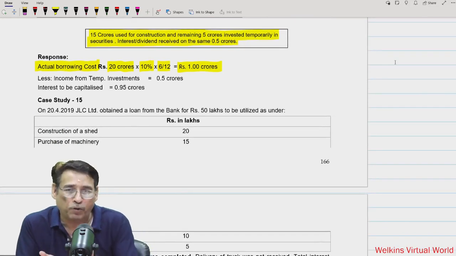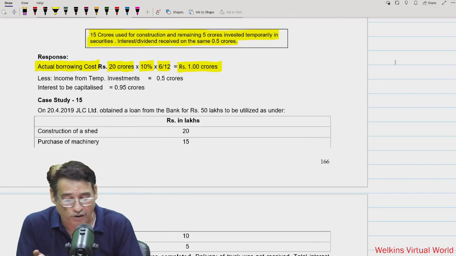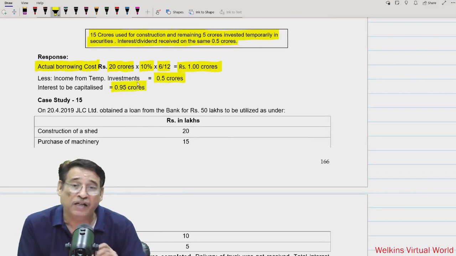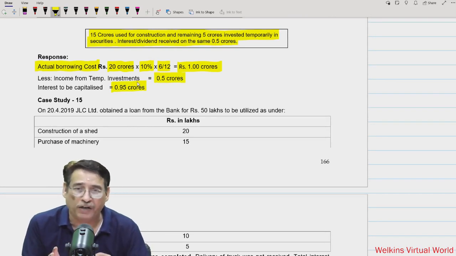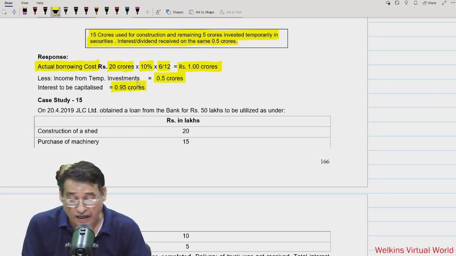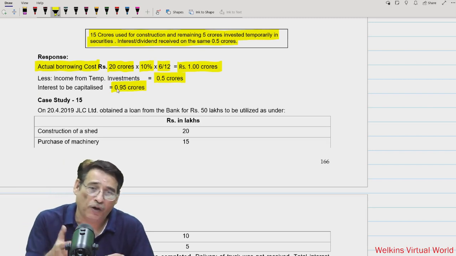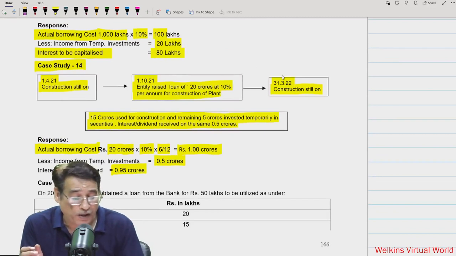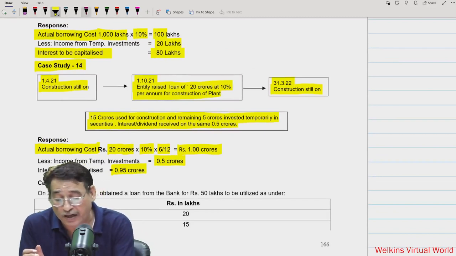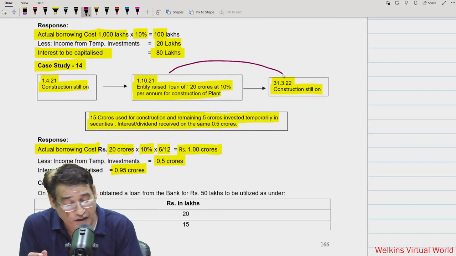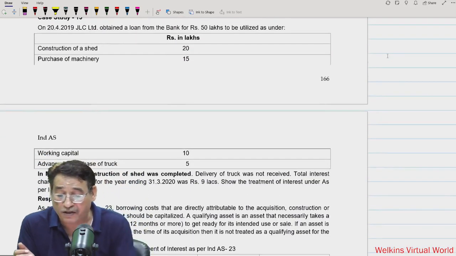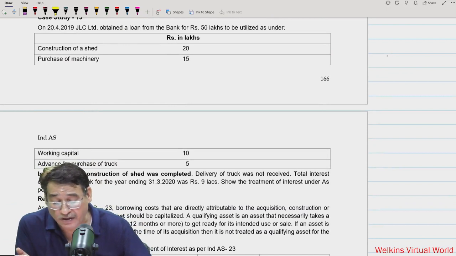But because some portion of the loan was invested and from there you earned an income of 0.5 crore, your net interest cost is actually 0.95 crores. But the point is that this entire interest will be capitalized because during this particular period, this asset is a qualifying asset, so that is why the entire net interest of 0.95 will be capitalized. Correct? Now we take case study 15.